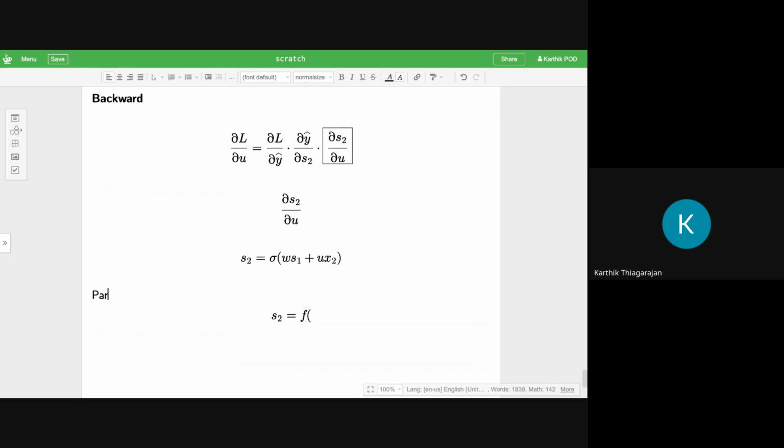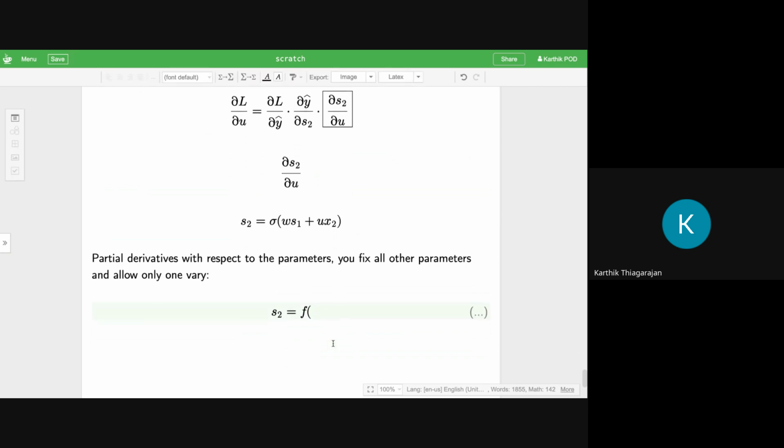So when you're taking partial derivatives with respect to the parameters, you fix all other parameters and allow only one to vary, right? So that's the idea. So what is varying here? U, right? So this is a function of U for sure. W, you don't need to worry. X2 is anyway an input activation. So X2 is also fixed.